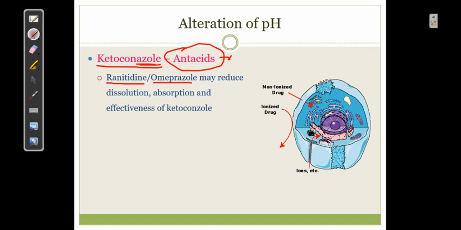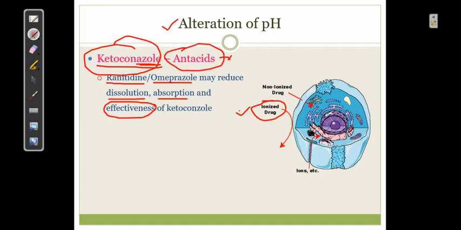Once the pH inside the stomach is increased, this drug ketoconazole, which previously was available in non-ionized form because the pH was acidic in the stomach, now, because you have given ketoconazole with an antacid and the pH has been altered, will be in ionized form. If it is in ionized form, definitely the dissolution and absorption, and that is the reason why the effectiveness of ketoconazole, will get reduced. I hope you are getting this point. Because the pH was changed, that's why we are discussing this under the heading of alteration of pH, and that is why the effectiveness of ketoconazole is decreased.